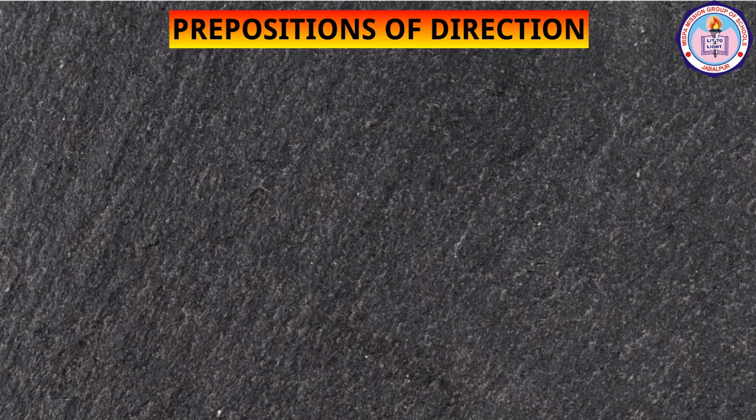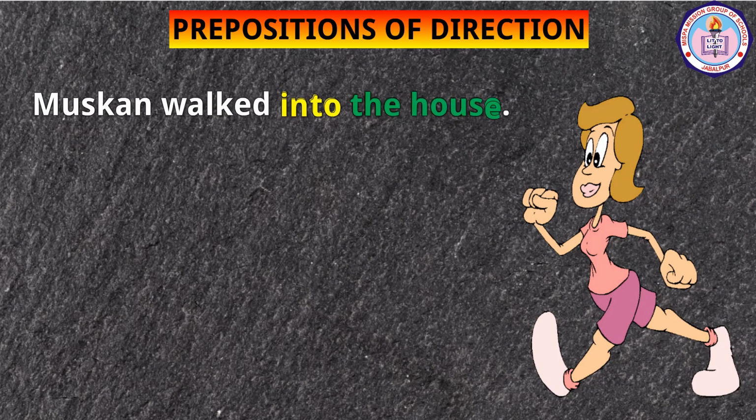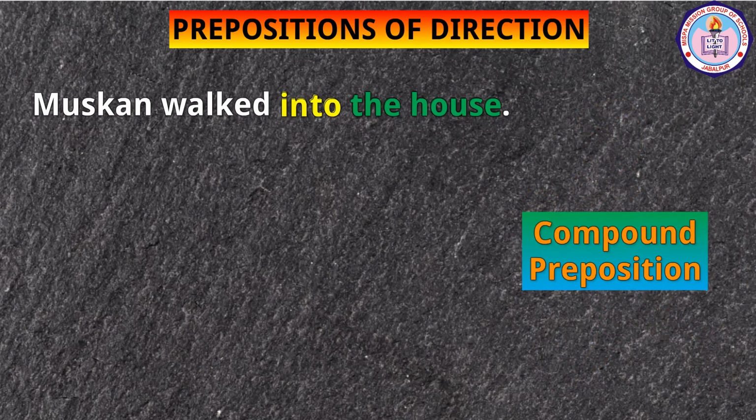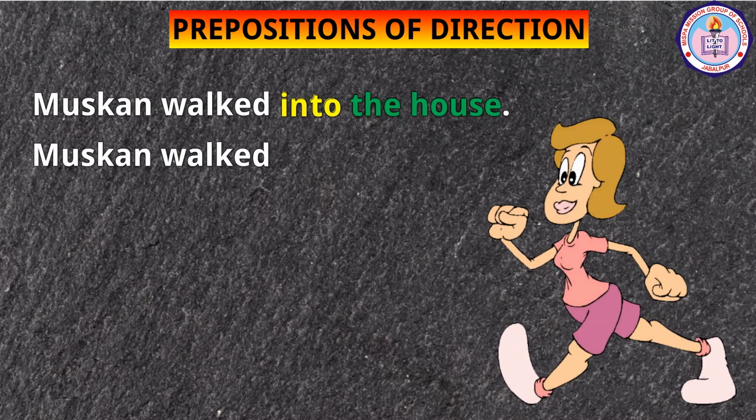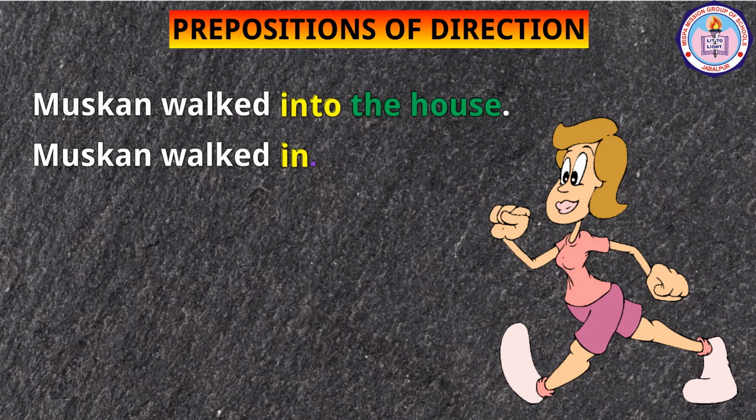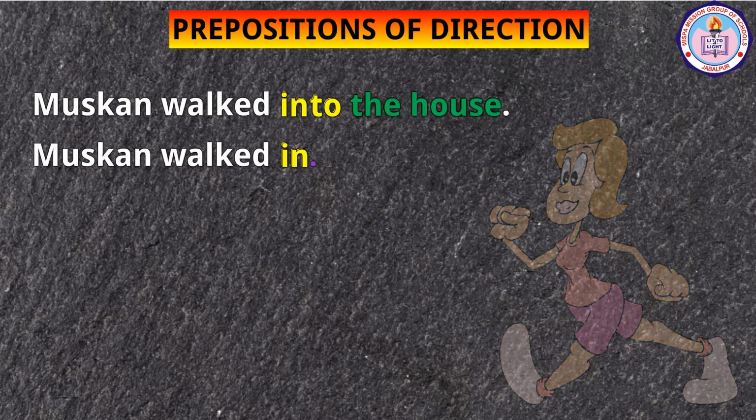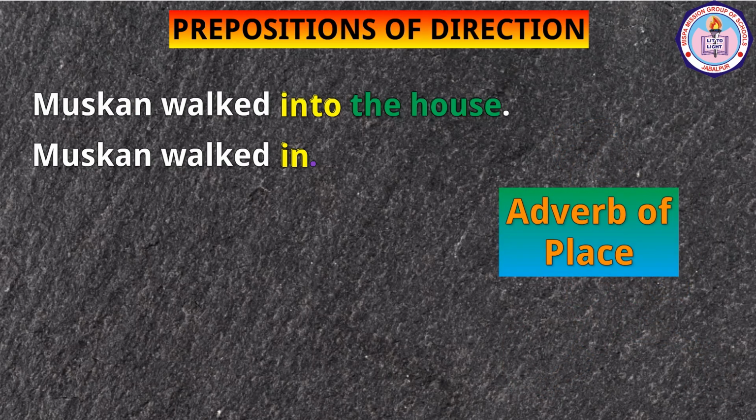Let me explain it with examples. Muskan walked into the house. Here, in is accompanied with to and it has the object the house. So, into is a compound preposition. Muskan walked in. Here, in has no object. Hence, it is an adverb of place.